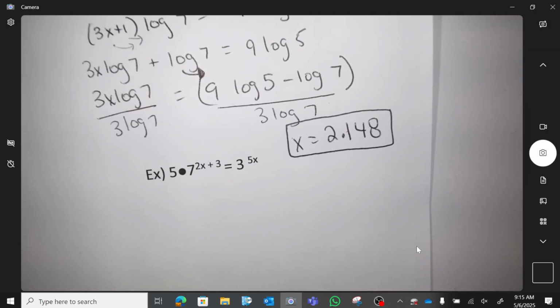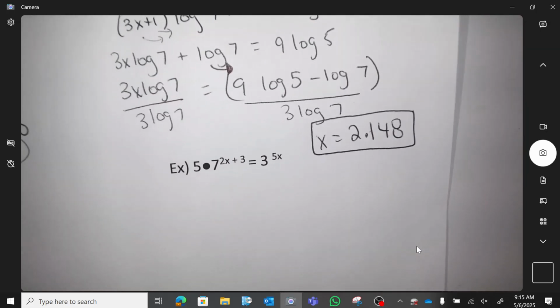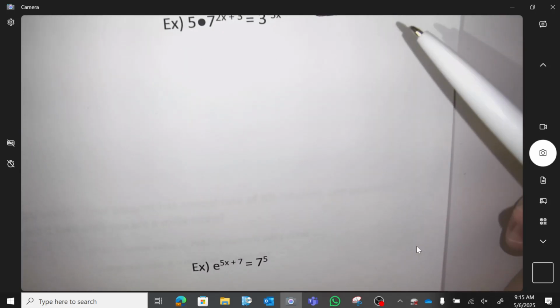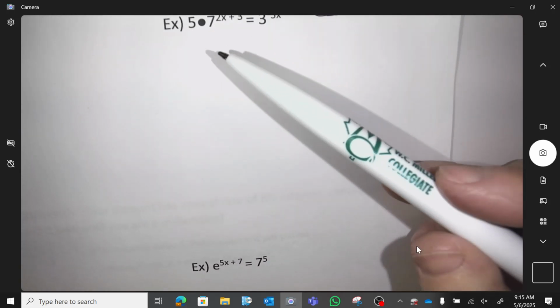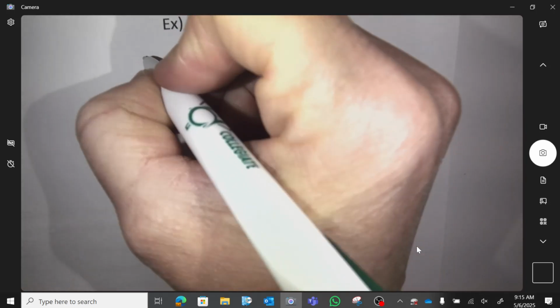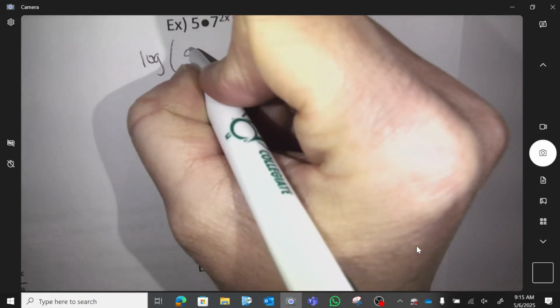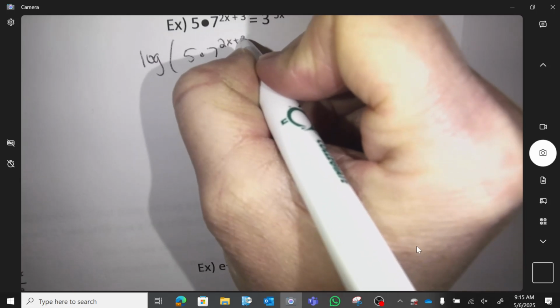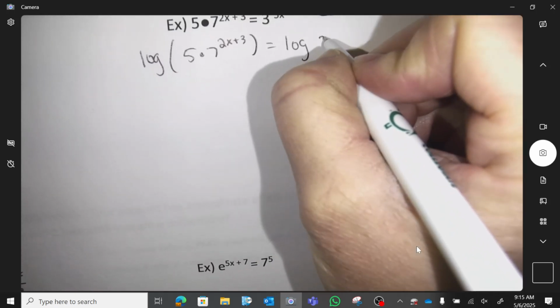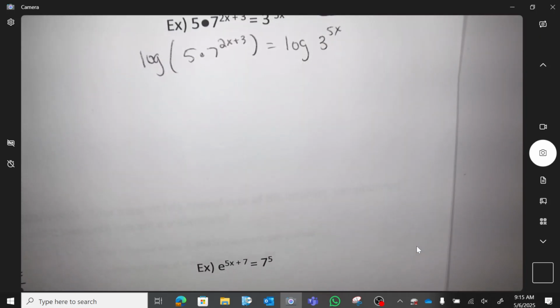Okay, let's go to this one below here. Let's try this. We are not going to write the same bases on a 5, a 7, 3. That's not going to work as a strategy. So log of... okay, I'm going to log both sides. For an exponential equation, if you can't use the same bases, you're going to have to log both sides. Okay, I'm going to activate the log rules.